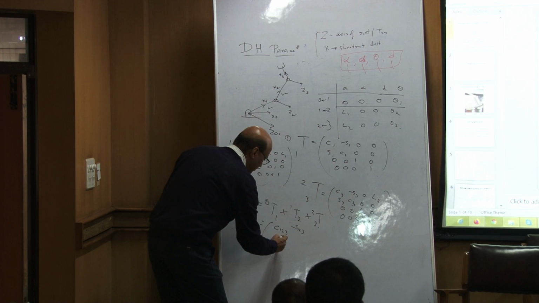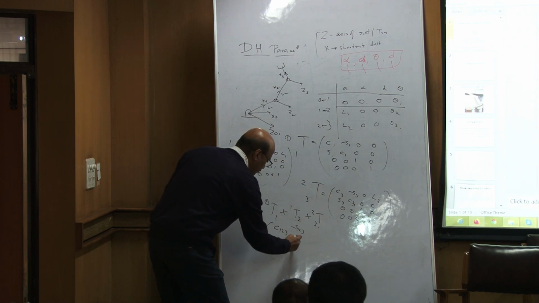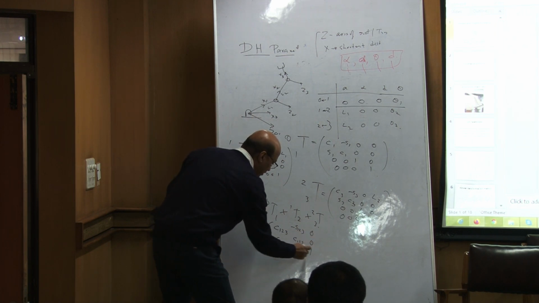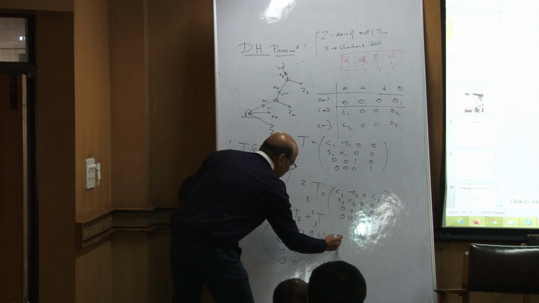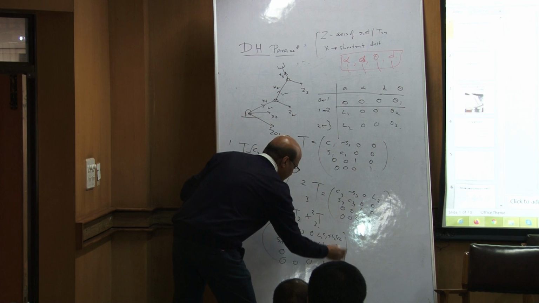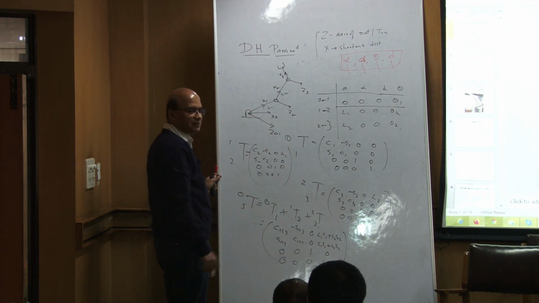Right? So if you multiply it out, what you'll get is cos θ1+2+3, minus sin θ1+2+3. Then this is sin θ1+2+3, cos θ1+2+3. 0, 0, 1, 0, 0. This is always 0, 0, 0. This is 1. This is L1 cos θ1 plus L2 cos θ1+2. This is L1 sin θ1 plus L2 sin θ1+2. This is 0. If you multiply it out, you'll get that.